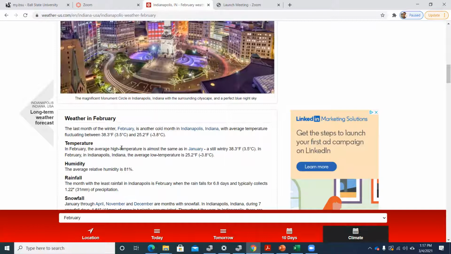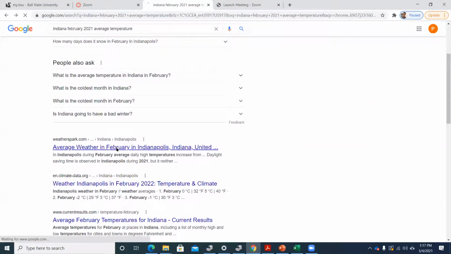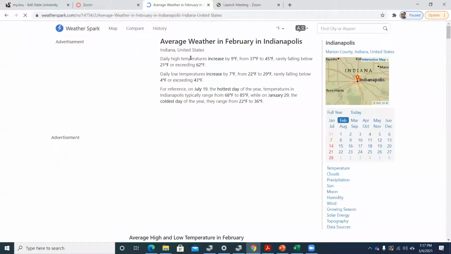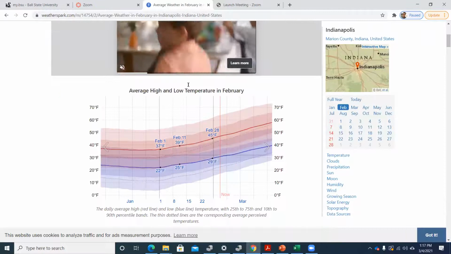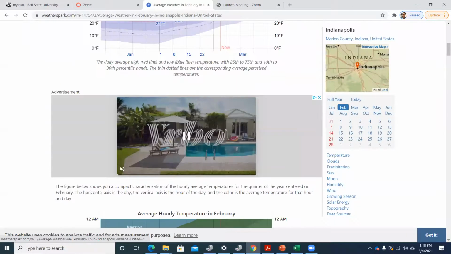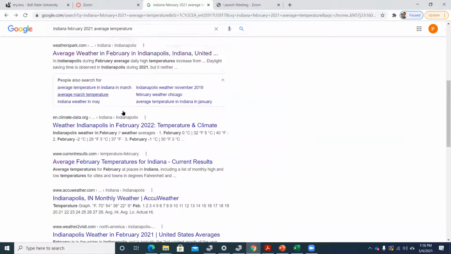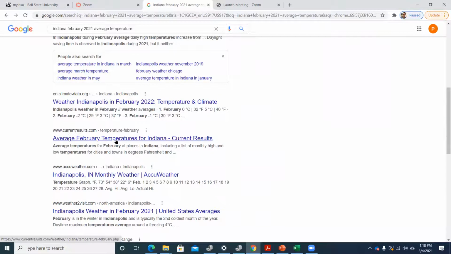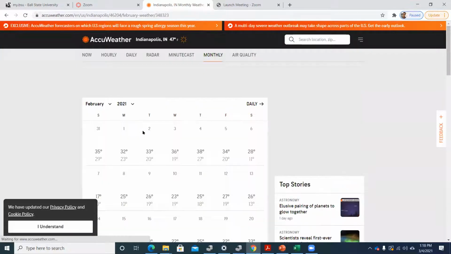No. Oh, this is just all about India. Let's see. Weather Spark. Okay, so daily, and so on. Reference. We can look at the last February. Well, if we did a little bit more Google searching, I'm sure we could find it. I know there's a source. Maybe it's AccuWeather, and it'll give you every day.